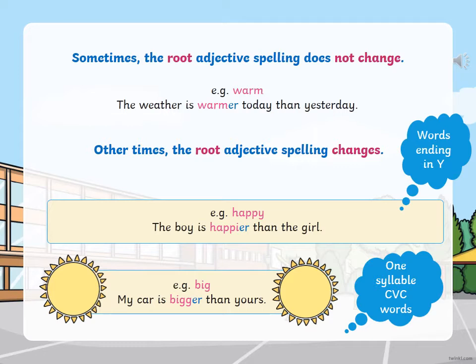The other case where I have to change my spelling is if I have a CVC word, a one-syllable word that ends in consonant, vowel, consonant, like in the example in front of you. Big, before I add the er, I must double the g, or else I will change the sound. It will no longer be bigger, it will be biger. So to keep the sound of the word the same, I must double the g before I add er. My car is bigger than yours.